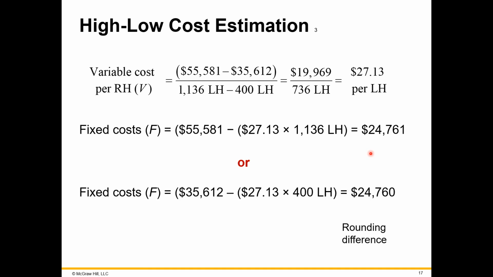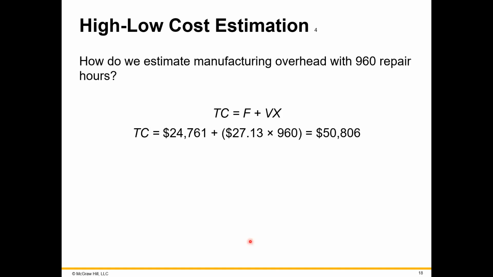So at the lowest level, total cost was $35,612. We subtract out the variable cost portion, which is $27.13 times 400 labor hours, and we also get $24,760. There's a little bit of a rounding difference, but for our purposes, it's the same number. And so now that we have fixed cost, remember, fixed cost is not going to change no matter if we do 1 labor hour or 1,000. And so we can use that figure and plug it into our handy formula.